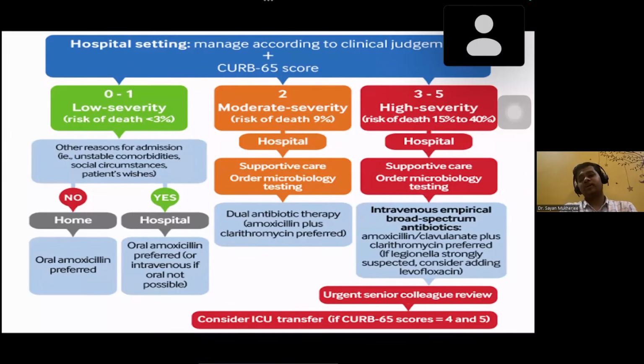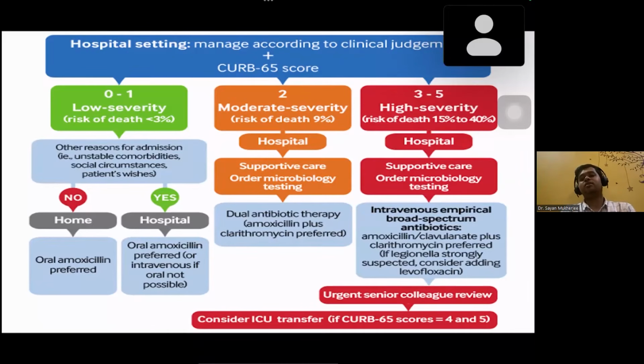Now, Legionella is a specific pathogen, and if you have reason to suspect that the pneumonia is caused by Legionella, because it has some other features such as hyponatremia and things like that, you can add a fluoroquinolone, that is levofloxacin. But just remember, as a summary, if it's a non-severe form, just go for oral amoxicillin.